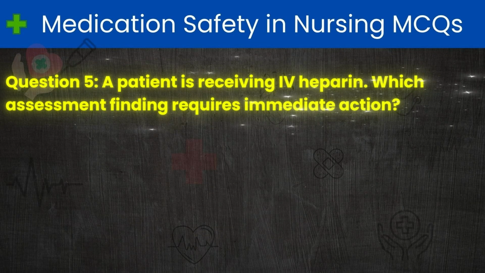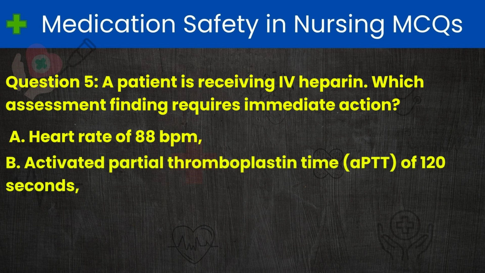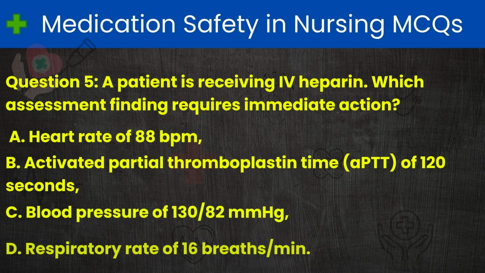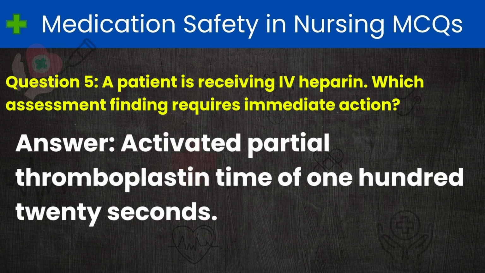Question 5. A patient is receiving intravenous heparin. Which assessment finding requires immediate action? A. Heart rate of 88 beats per minute. B. Activated partial thromboplastin time of 120 seconds. C. Blood pressure of 130 over 82 millimeters of mercury. D. Respiratory rate of 16 breaths per minute. Answer B. Activated partial thromboplastin time of 120 seconds.